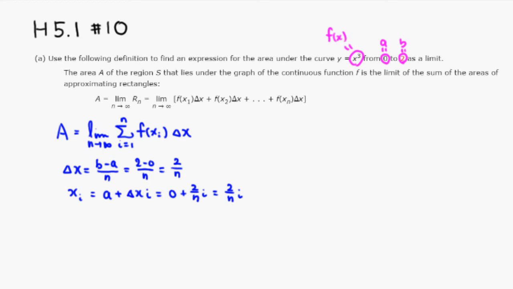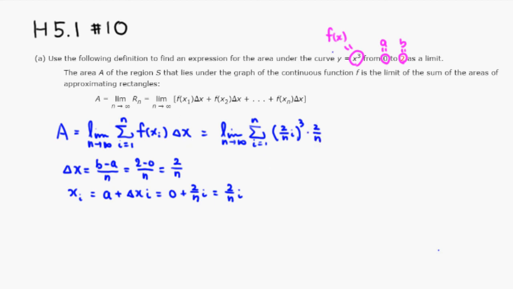So the expression is going to be the limit as n approaches infinity, summation i goes from 1 to n, of f of xi. So xi is 2i over n, plug it into x cubed, so you have 2i over n cubed, then multiplied by delta x, which is 2 over n.